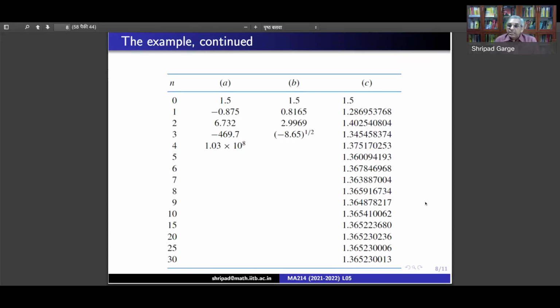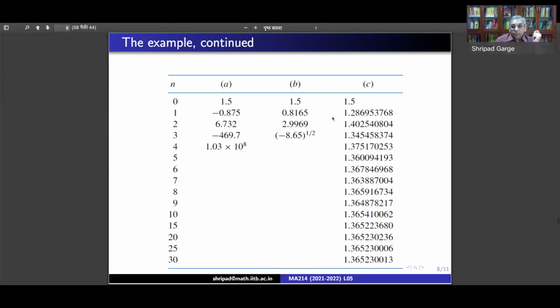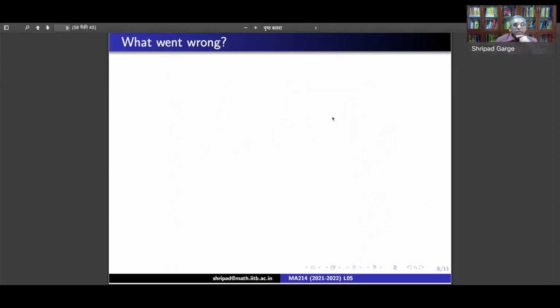So 1.365230 seems to be reasonably close to the root of the equation that we started with. So the methods A and B failed very badly, and the method C is working quite well. So what has gone wrong?